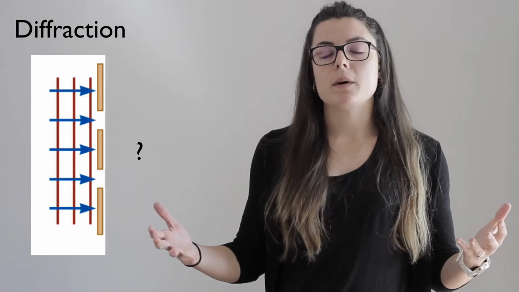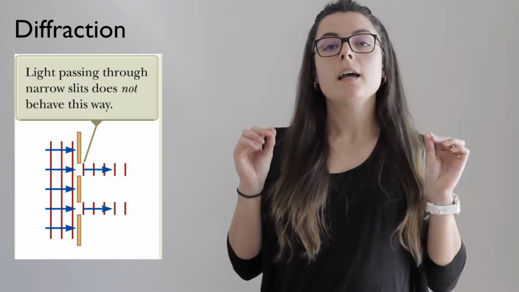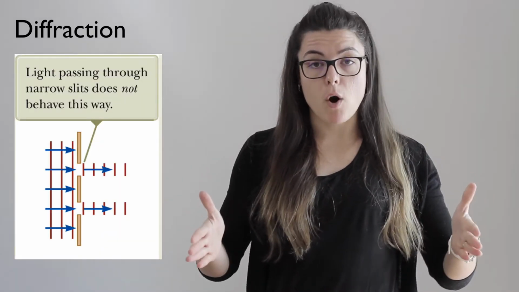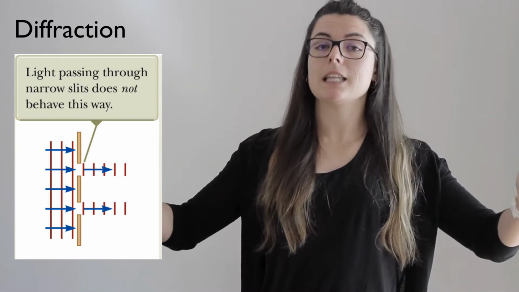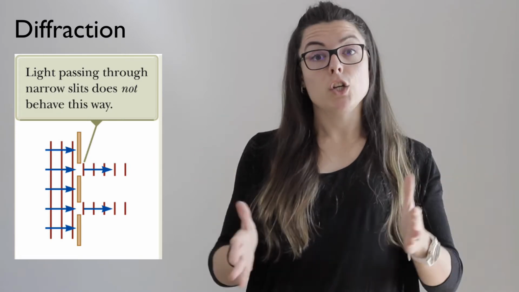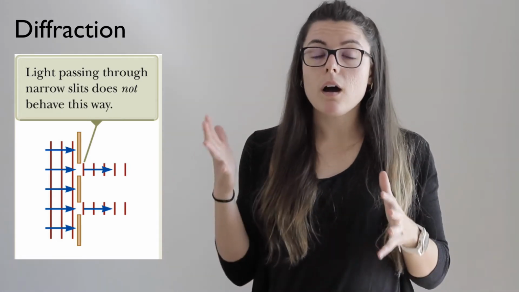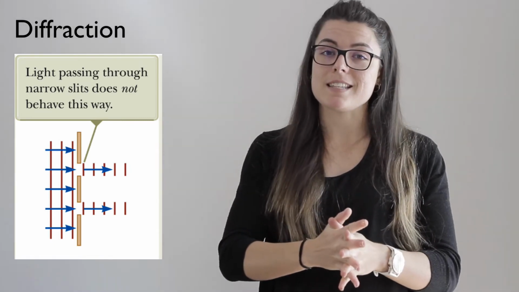The next obvious question is, what happens when the light passes through those slits? Now remember, when we were doing our ray approximation, we assumed that the width of the slit was significantly larger than the wavelength of light. Not the case here. The slit width is actually on the order of the wavelength of the light, which means we're going to see some really interesting things happen.